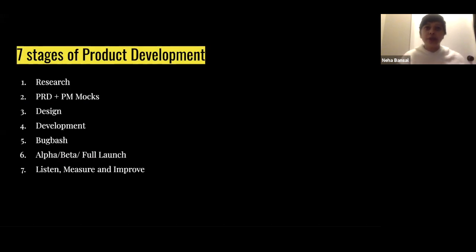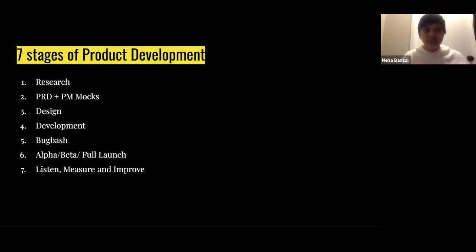The second step of product development is PRD plus PM mocks. At Google, a PRD stands for Product Requirement Document, which is basically the deliverable of a PM. It's a doc that we write describing exactly what we want to be built, why, and how it's going to impact the business. And PM mocks are basically dirty mocks that I, as a product manager, make as part of my vision and the PRD.